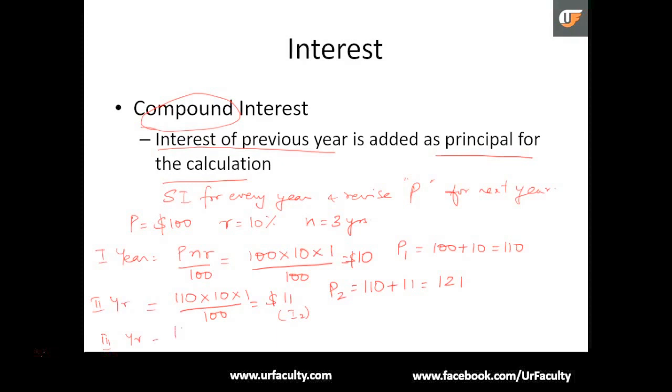Third year, you'll do it at 121 into 10 into 1 by 100, which is equal to, you cancel everything, you get $12.1. And you sum it up, your final amount comes to 121 plus 12.1. So this is the calculation that you are doing to get the amount at the end of 3 years.